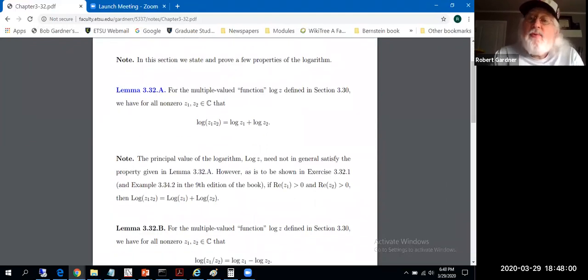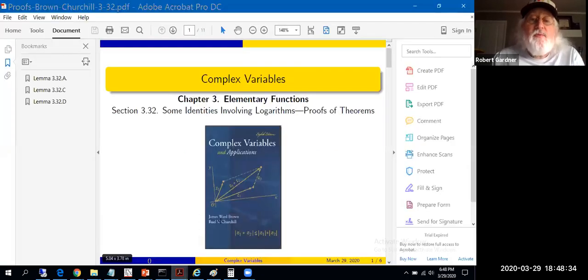First, lemma 3.32.8. For the multiple valued function, you know how I feel about that, log z, defined a few sections back, we have for all z1 and z2 non-zero complex numbers that the log of z1 z2 equals the log of z1 plus the log of z2. Okay, well, we're dealing with this multiple valued thing, and remember, it's all due to the behavior of the argument, the lowercase a argument. So let's run through the proof of that.